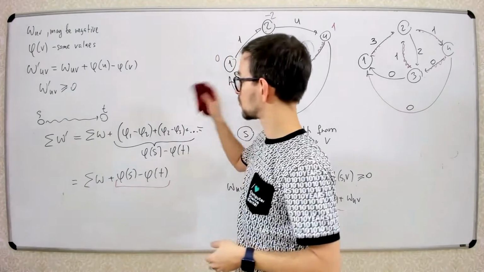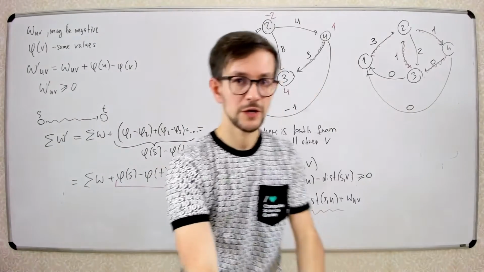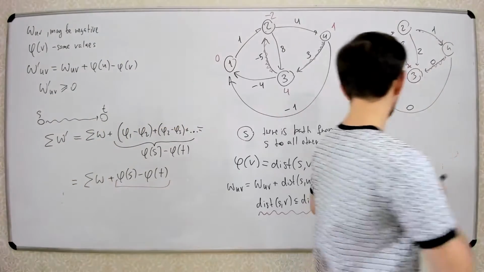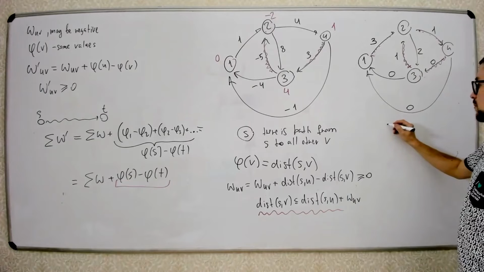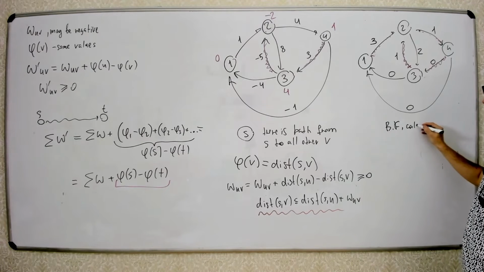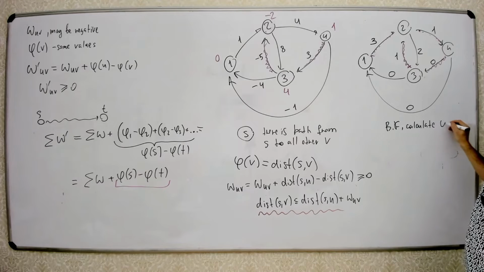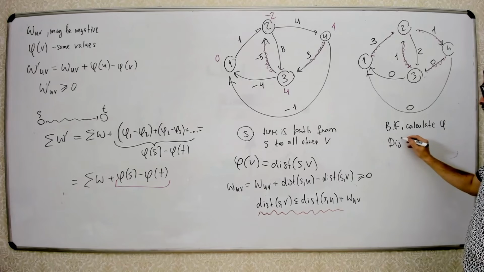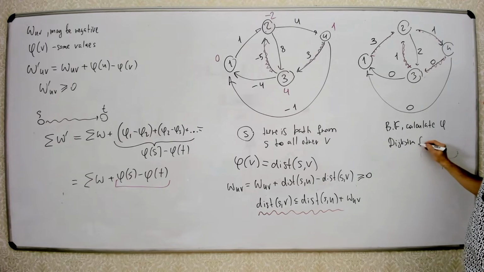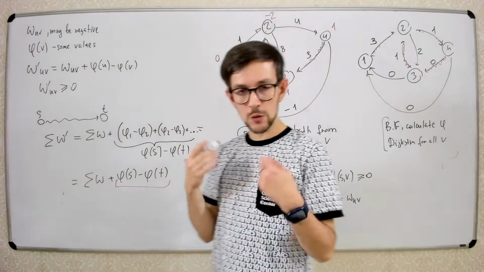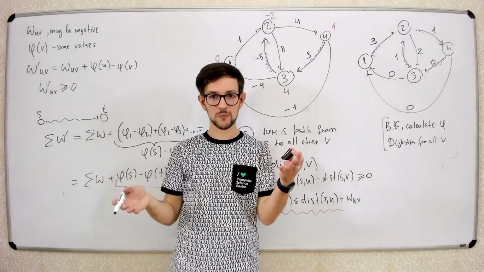For example, if you want to calculate the shortest paths for all pairs, what you can do is first run Bellman-Ford, calculate potentials. Then you run Dijkstra for all nodes V. And now you will just calculate the distance between every pair of nodes.